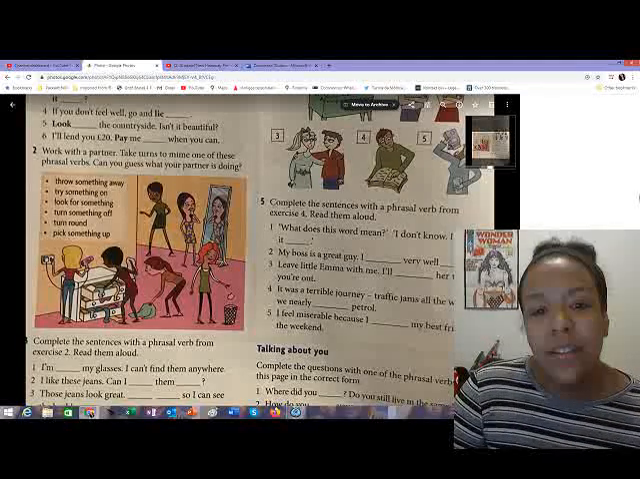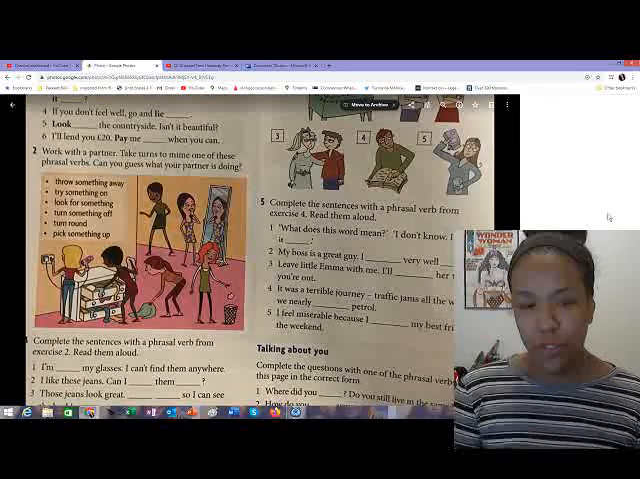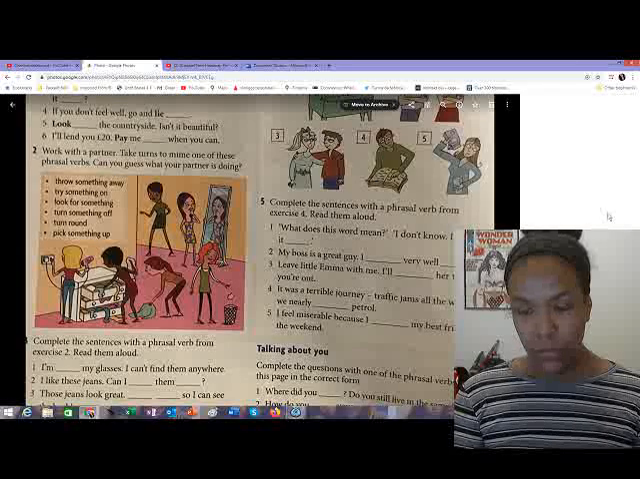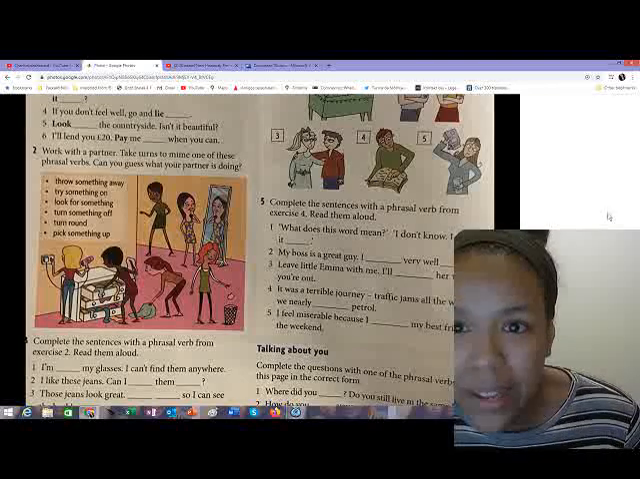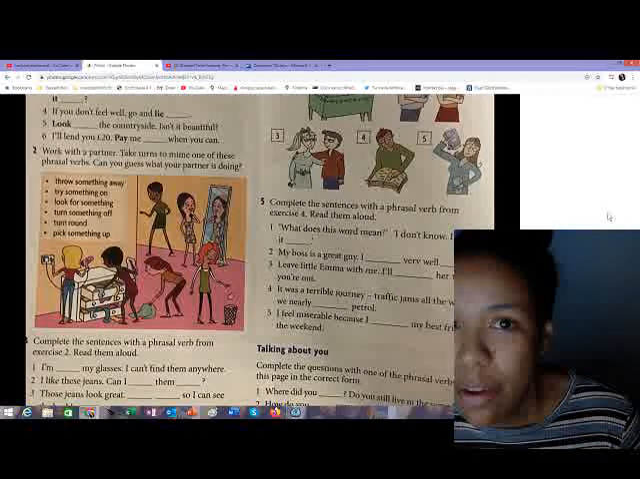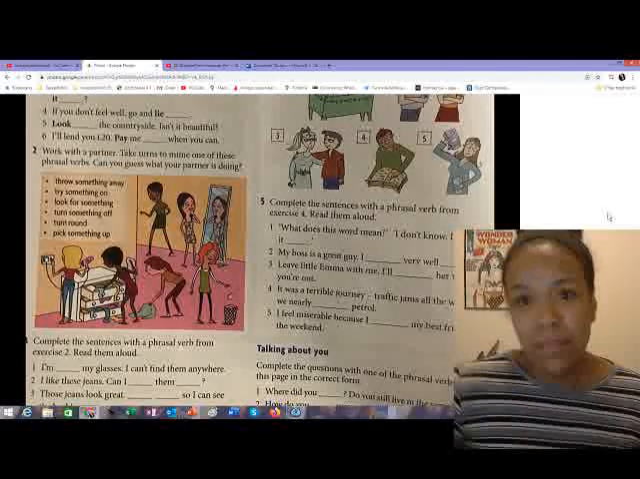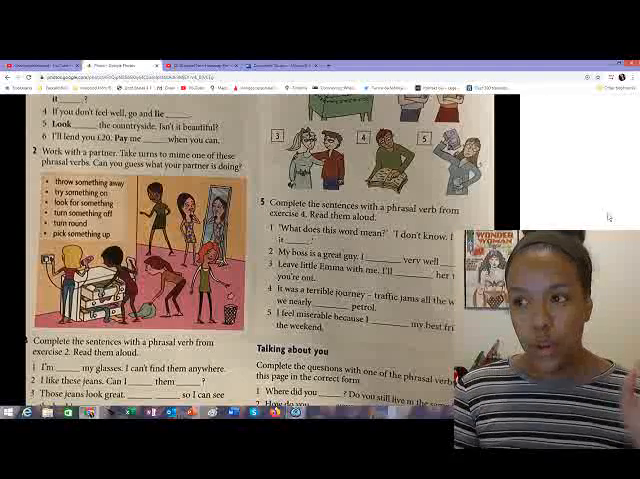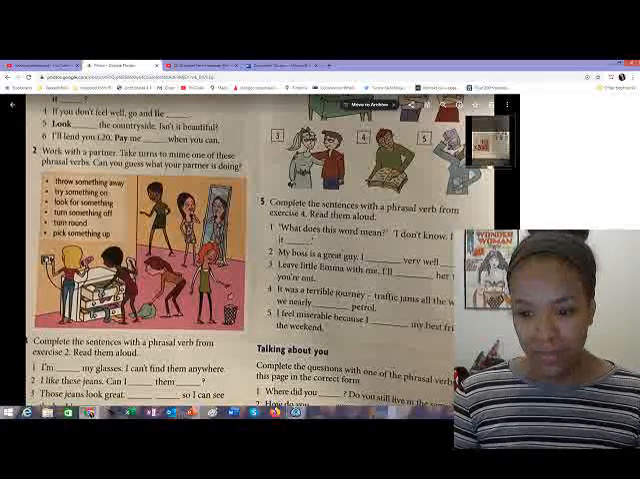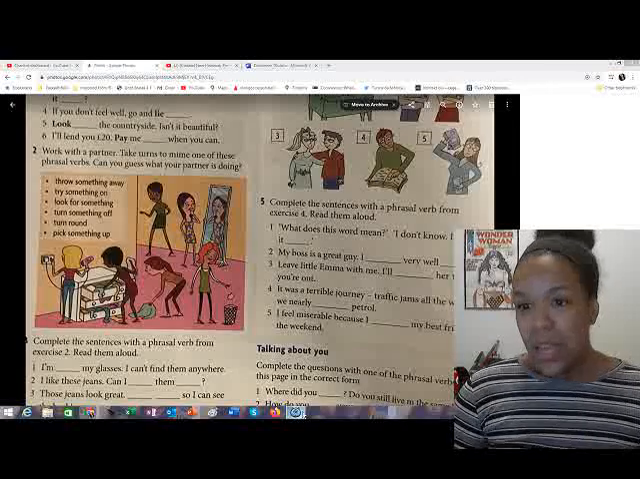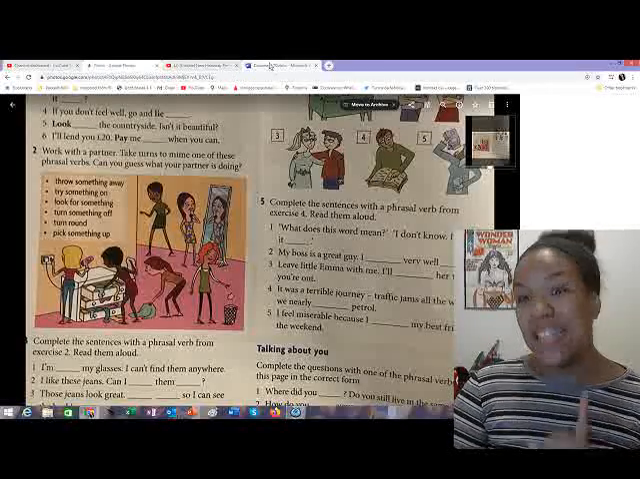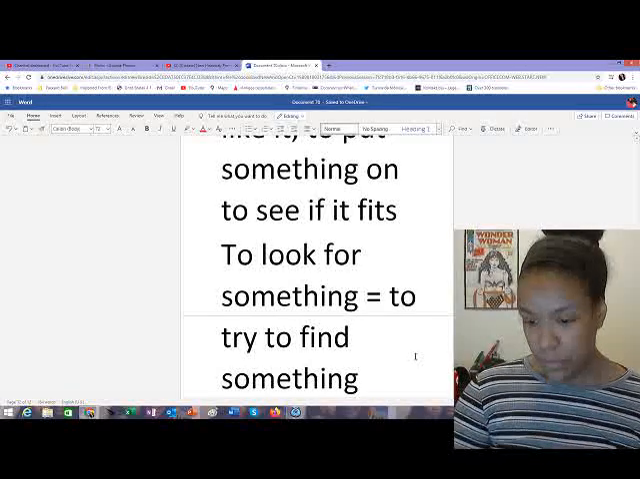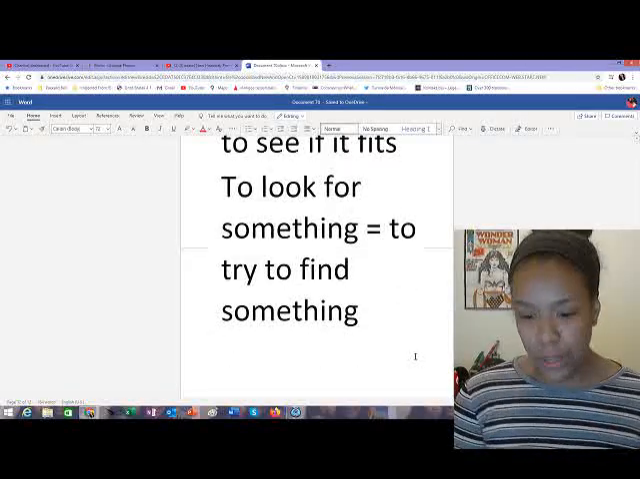Next, to turn something off. To turn something off. I'm going to turn off the lights. Now I'm going to turn on the lights. To turn off, to turn on. Do not confuse turning on and off with turning down. I'm going to put this in the list for you.